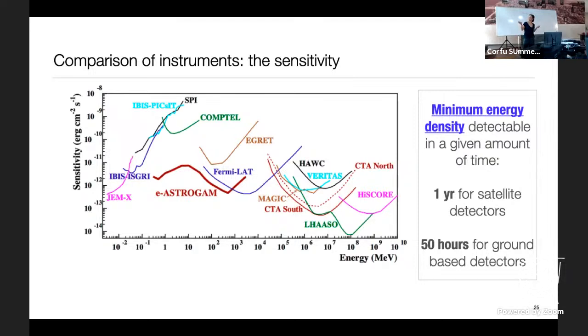Is the sensitivity the minimum energy density detectable in a given amount of time? So which is the best, this one or this one? Think a bit. You want to be the best. You want to observe things. So what is the best here? Forgetting for a moment the energy axis, of course.